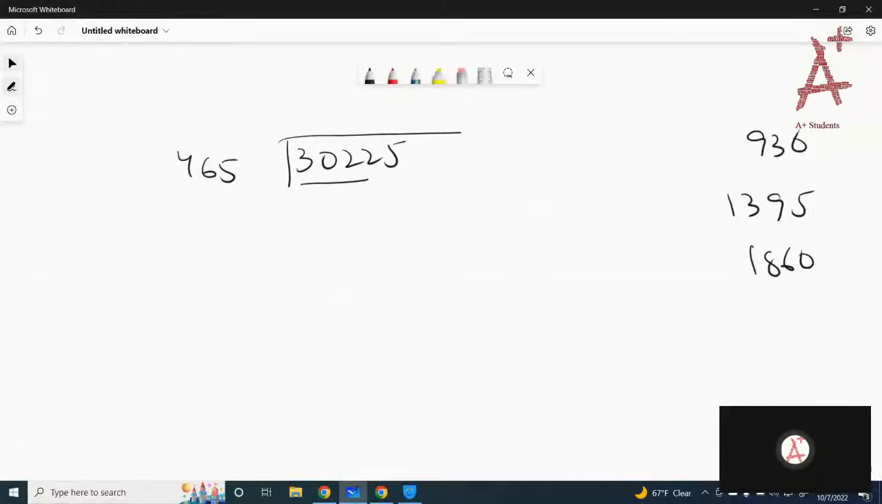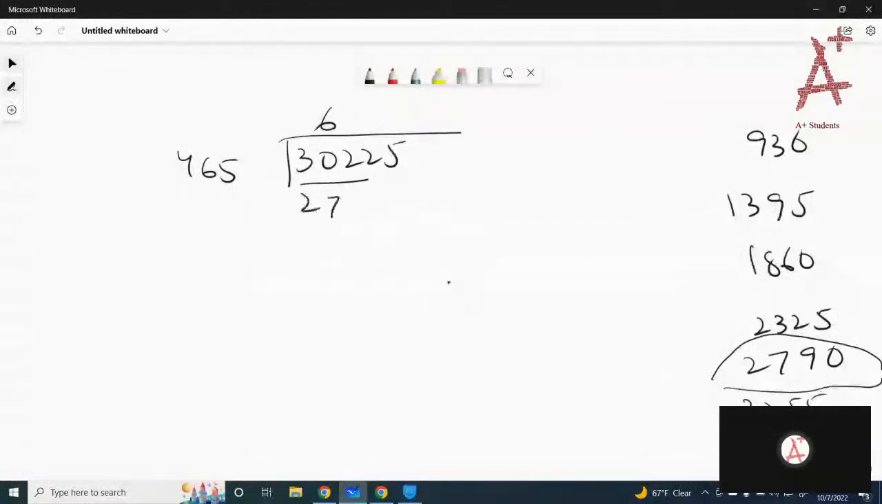465 times 5 is 2325. 465 times 6 is 2790, and 465 times 7 is 3255. So 3255 is much greater. So we can go for 6. 465 times 6 is 2790.